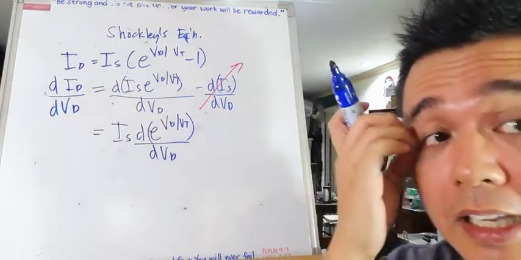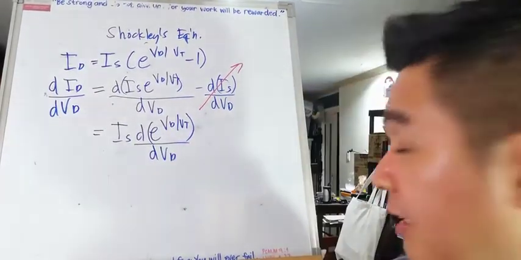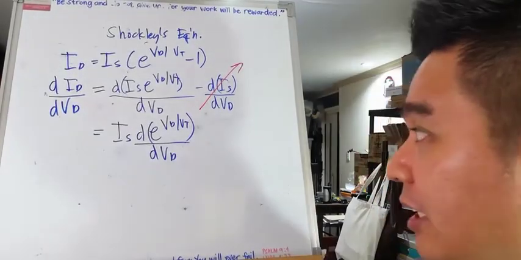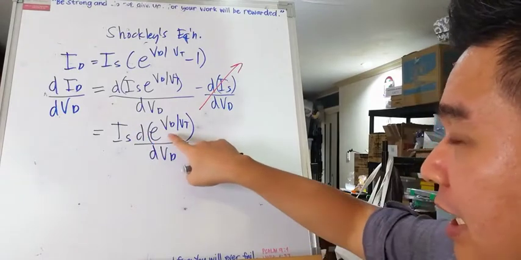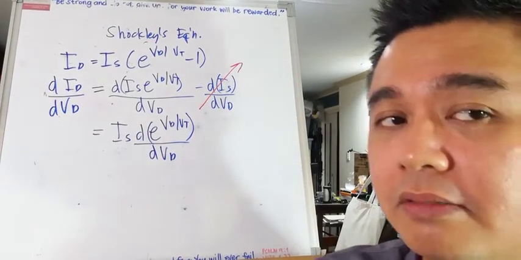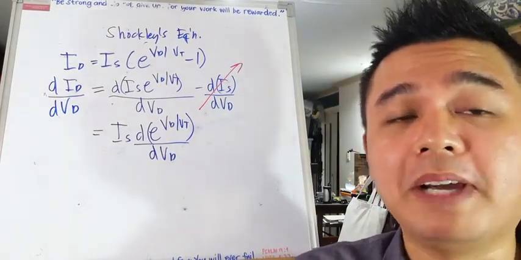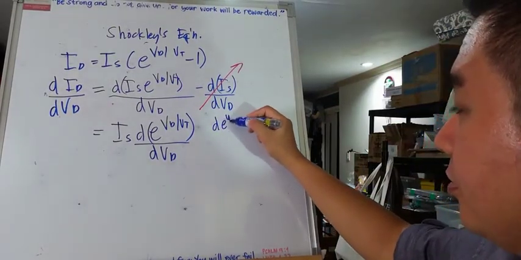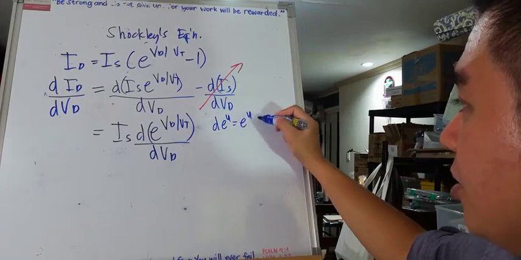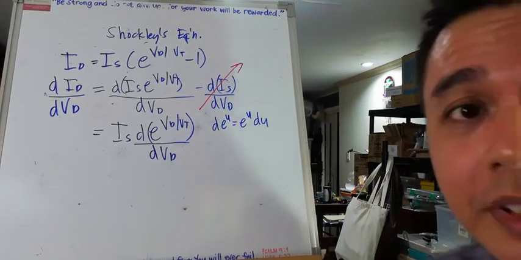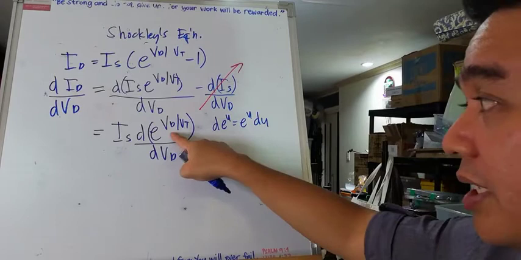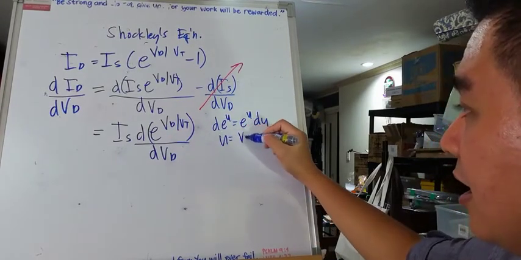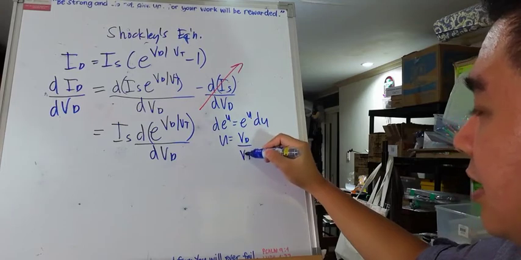So this is just a classic case of differential calculus, no? So napakadali lang nito. So dito tayo mag-focus muna. Ano ang derivative ng e raised to u? Di ba alam natin derivative of e raised to u is equal to e raised to u du. In this case, ano yung nagsisilbing u natin? So ang u natin dito is VD over VT.